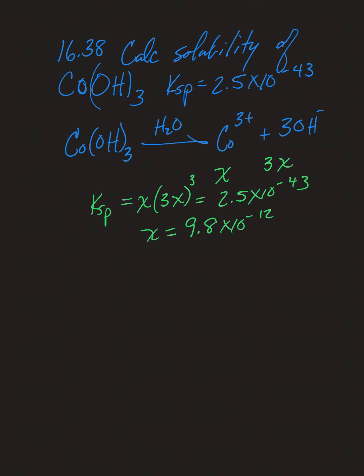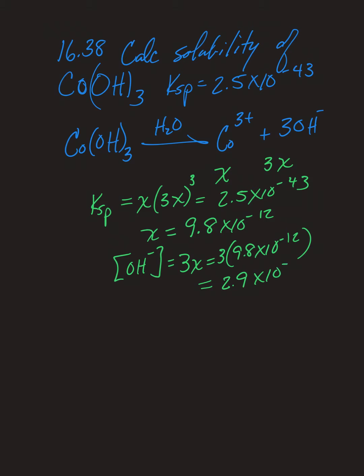And that could be our solubility, but there's a bit of a problem here. If we look at the concentration of OH minus, that would be equal to 3x. So 3 times 9.8 times 10 to the negative 12th, and that answer ends up being 2.9 times 10 to the negative 11th. That would be my concentration of hydroxide if all the hydroxide came from the cobalt hydroxide.